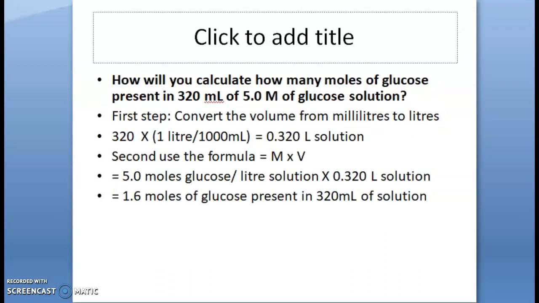So if you are asked to calculate how many moles of glucose are present in 320 ml of 5.0 molar glucose solution, stepwise we can calculate this. First we convert the given ml of solution into liters. Second, we use the formula M into V, that is molarity into volume, to directly calculate the moles. So 0.320 multiplied by 5, we get the answer 1.6 moles. Okay, so that is the number of moles of glucose which is present in 320 ml of solution.